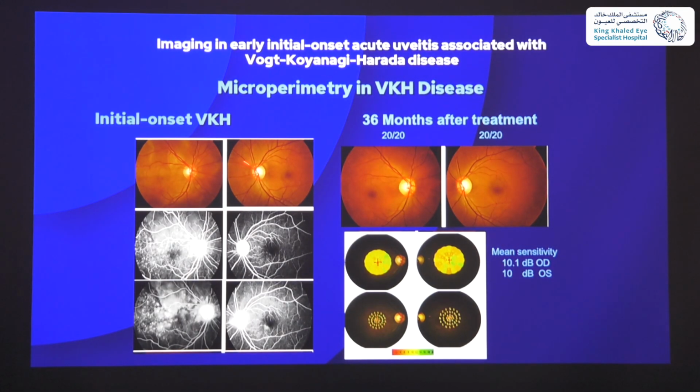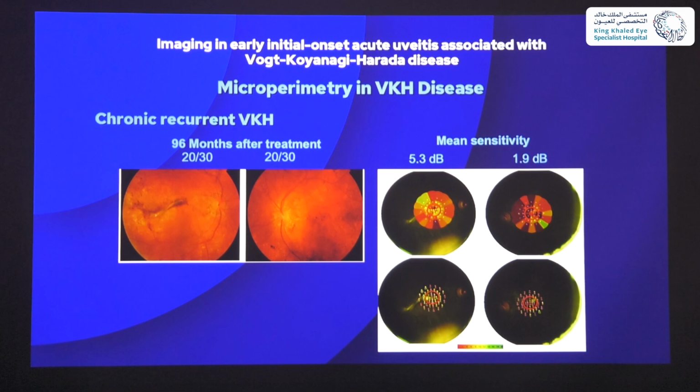Another patient ended without sunset glow fundus and with 10 decibel in each eye. Now look at sunset glow fundus, chronic recurrent disease. Although the vision is 20/30, look at the decibel, 5.3 and 1.9. So the macular sensitivity is severely reduced. Do they complain? They don't complain.